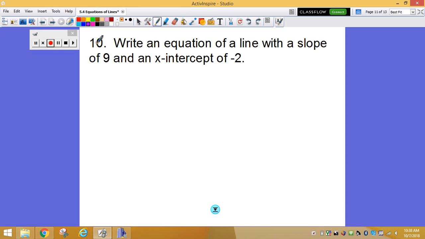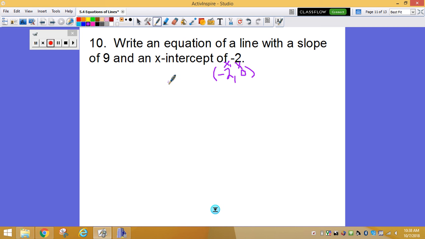Okay, same thing. It gives me the slope, except this time it gives me an x-intercept. So again, turn it into an ordered pair. So now here's my x1 and my y1. I'm going to let you pause it and try this. Fill in your slope, fill in your x-intercept for x1 and y1.